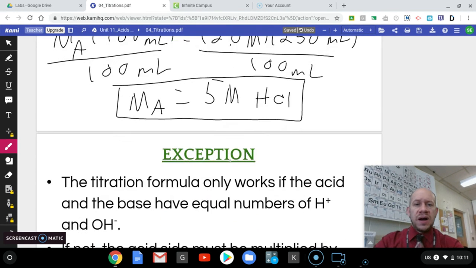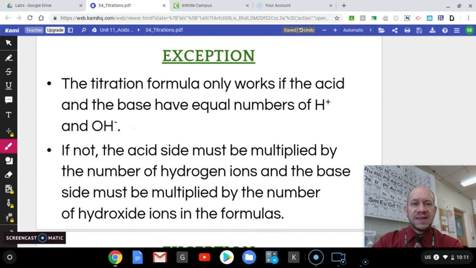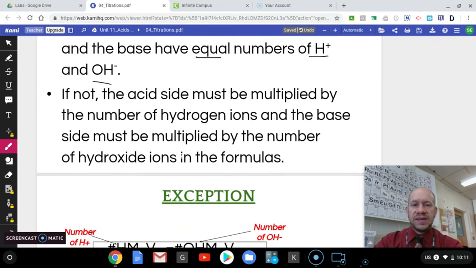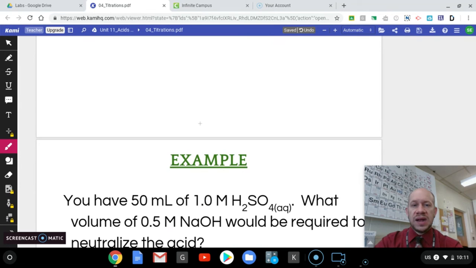So there is one exception. The titration formula only works if the acid and base have equal numbers of hydrogen ions and OH ions. If not, the acid side must be multiplied by the number of hydrogen ions, and the base side must be multiplied by the number of hydroxide ions in the formula. So what we would get is a modification of our formula where we would multiply the whole acid side by the number of H's and the whole hydroxide base side by the number of hydroxide ions.